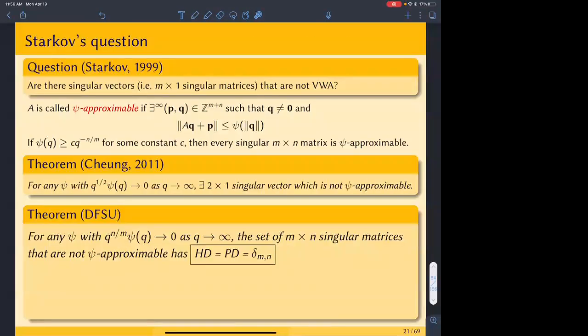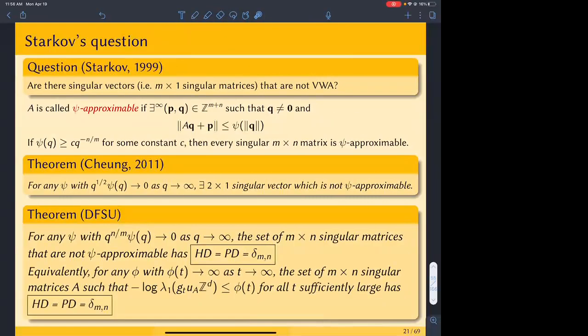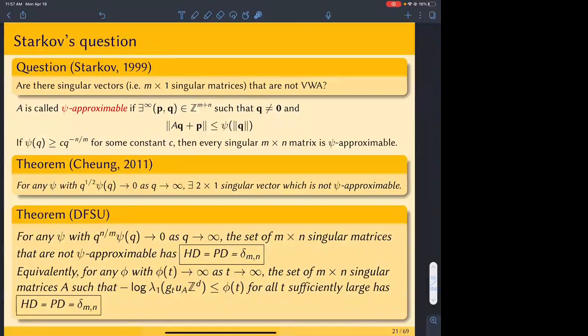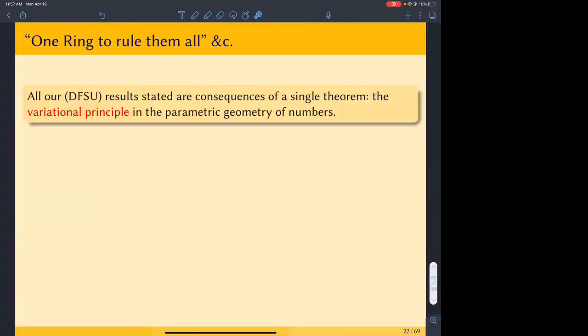Our main theorem can quantify Chung's theorem and generalize it to the matrix setting. So now we can say that that dense set of answers to Starkov's question has full Hausdorff and packing dimension. And when I say full, I don't mean equal to Mn, I mean equal to δMn, so full in the set of singular matrices. Okay, and this is just the translation, for those of you interested, of the same result using Dani's correspondence principle.